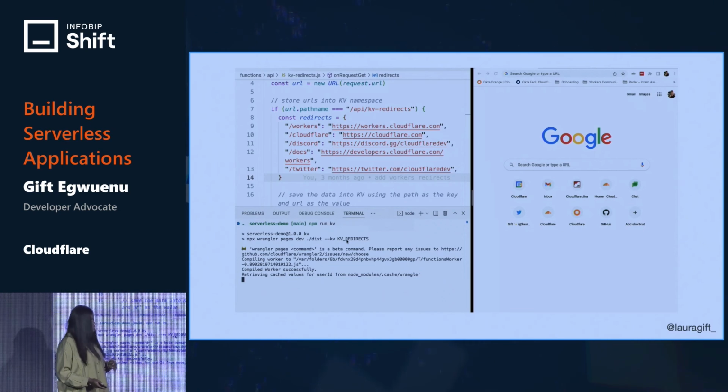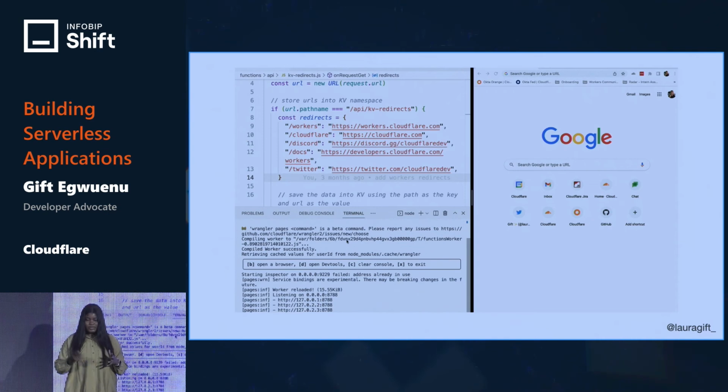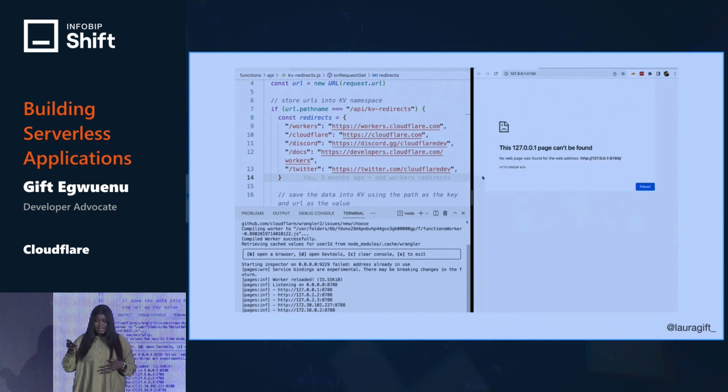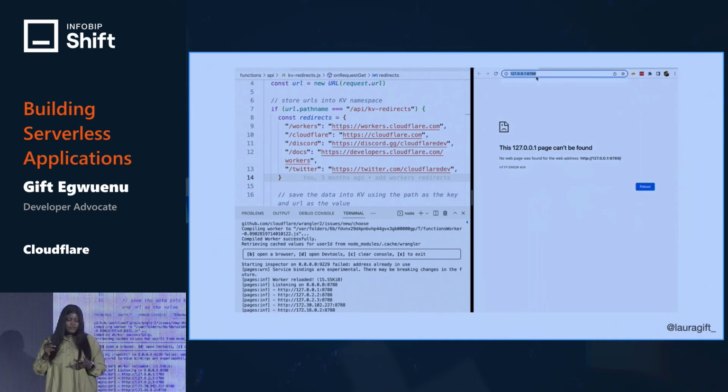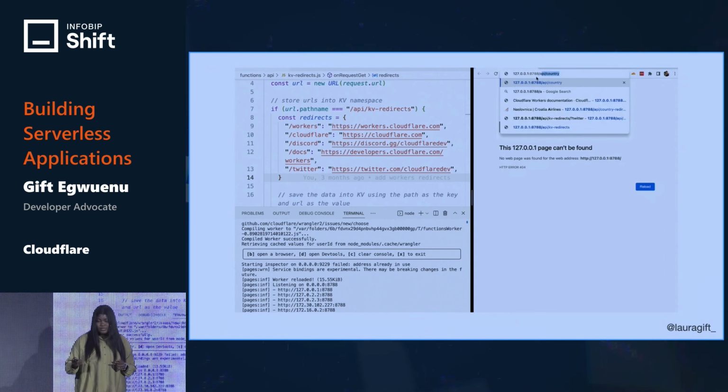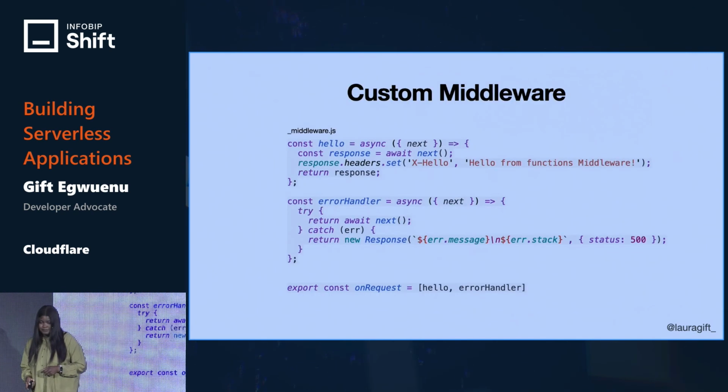So I hope this is clear enough, actually, because I'm seeing this. Here I'm using the specific route that I called here, which is KV redirects / the key. So if I try to navigate to Workers or Cloudflare or Discord, it redirects automatically.